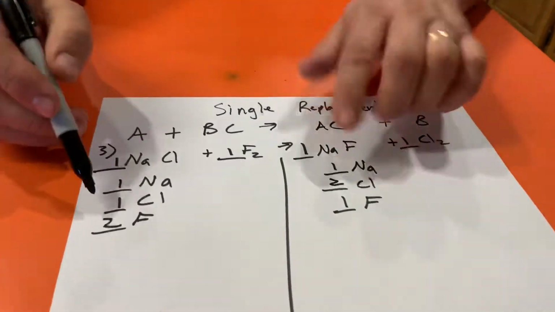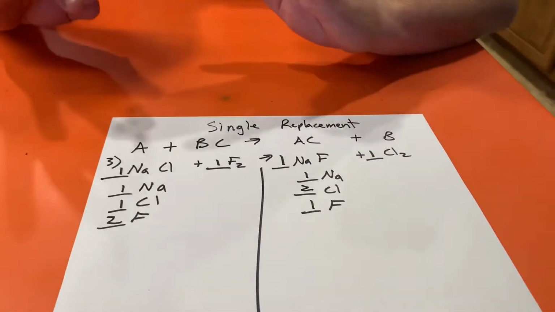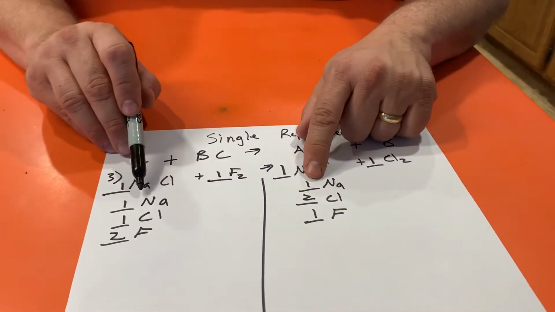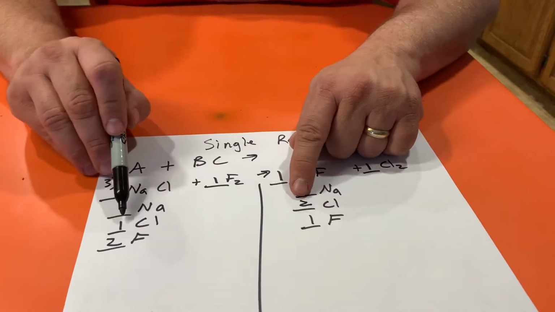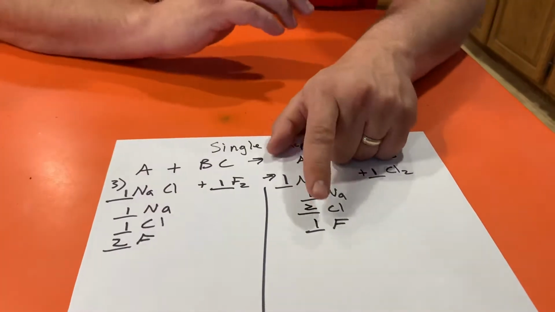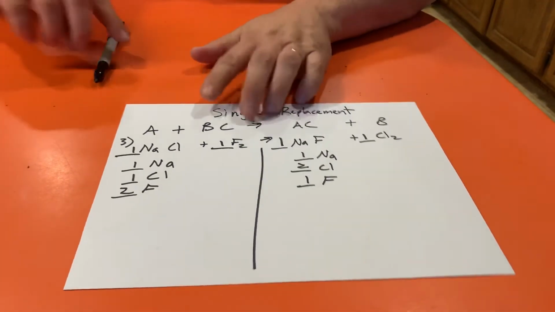Okay? Notice our numbers don't match up. It'd be so great if it did, and occasionally you get lucky and it all matches up, but it didn't match up this time. Our sodiums match. Our chlorines, though, do not. We have 2 chlorines here and only 1 chlorine here. And our fluorines, we start with 2, but we end with only 1. So we have to make some changes. So let's bring in our Legos.